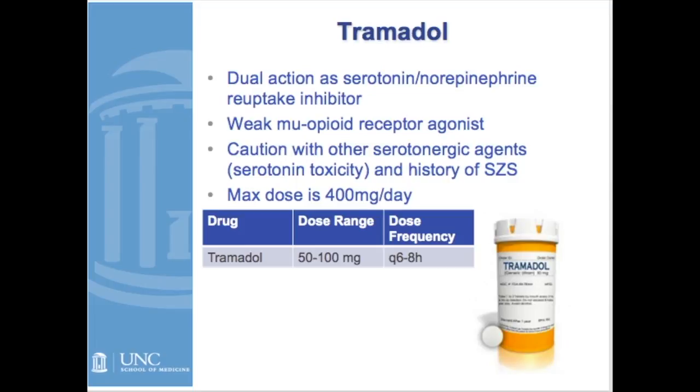Tramadol is a weak mu-opioid receptor agonist. It can be used for acute and postoperative pain. It works as a serotonin norepinephrine reuptake inhibitor. The common side effects include nausea, vomiting, constipation, dizziness, and headaches. Serious reactions include serotonin syndrome, so it's important to use with caution when other serotonergic agents are on board. Additionally, if the patient has a history of seizures, it is contraindicated. The max dose is 400 mg a day, and normal starting dose is 50 to 100 mg Q6 to Q8.